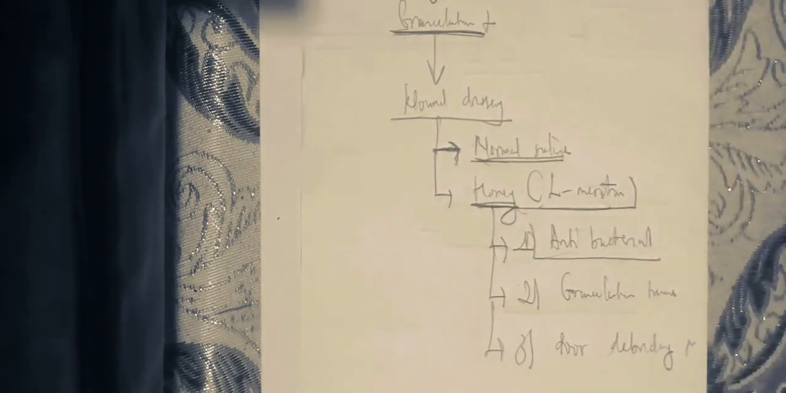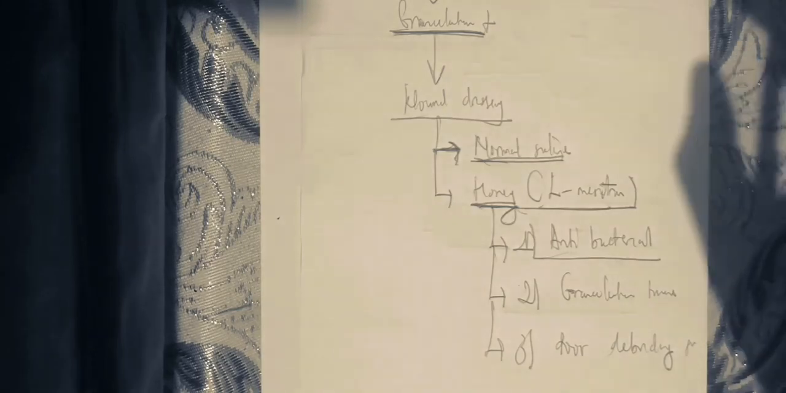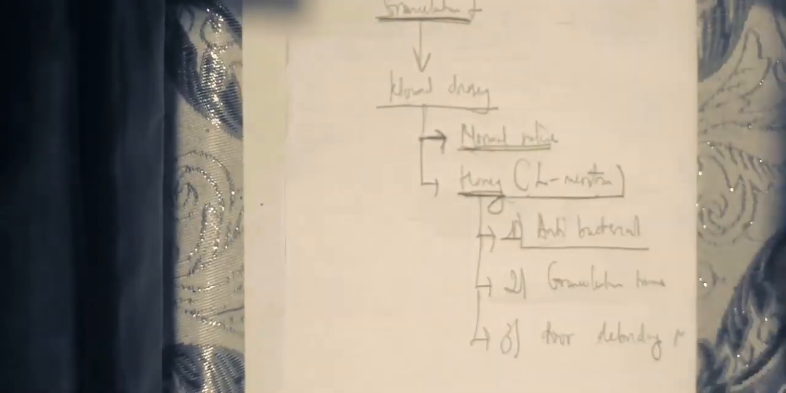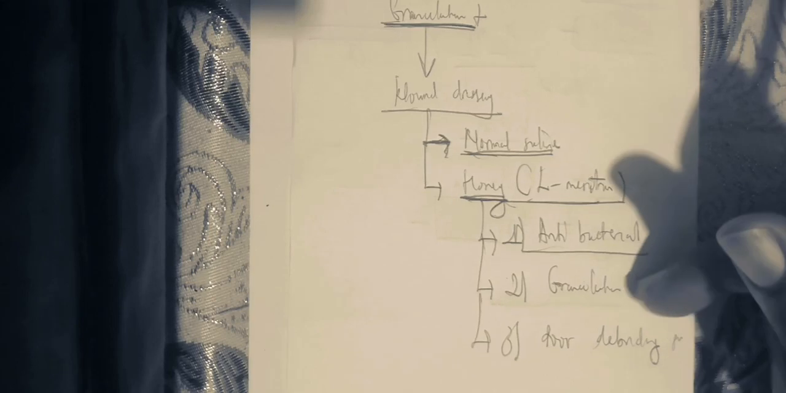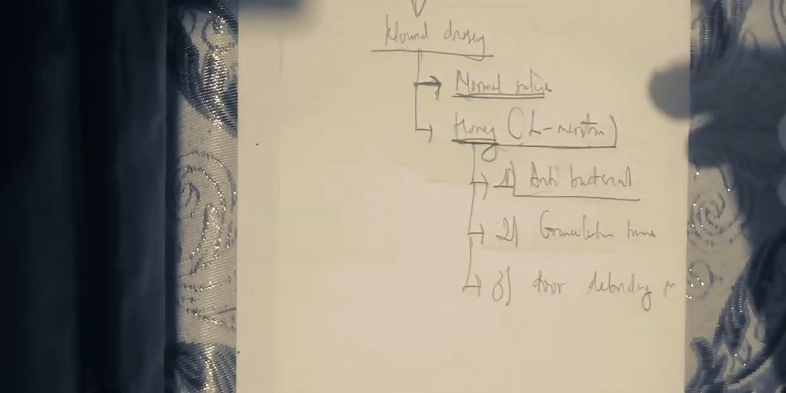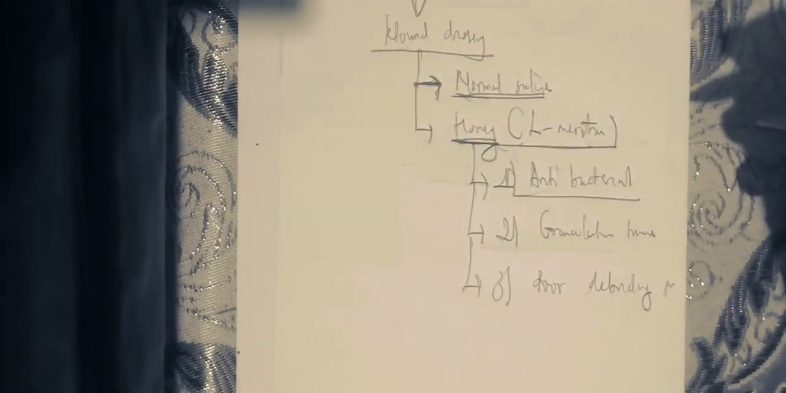So you first wipe the tissues with normal saline and clean, sterile gauze, and then you use honey to close the wound with. Is it clear? Because it has these three characteristics: antibacterial, promotes granulation tissue formation, and has pore debriding action.